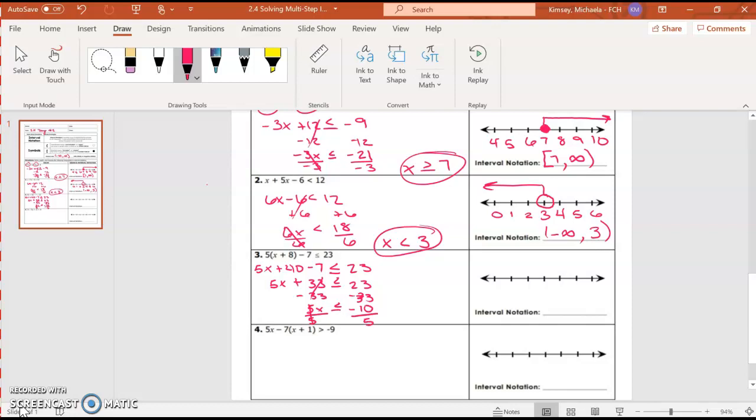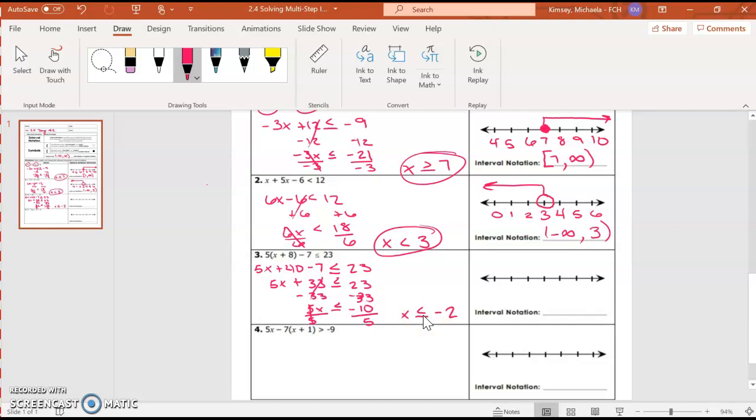And we didn't divide or multiply by a negative number, although that negative 10 is negative. We didn't divide on both sides by a negative number. We just divided by 5. So the sign would stay the same. So we will end up with x is less than or equal to negative 2.